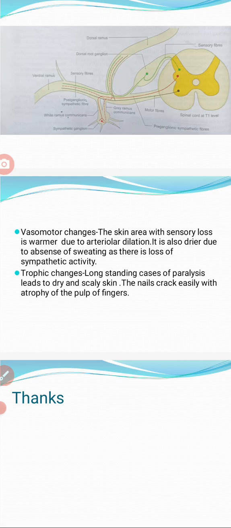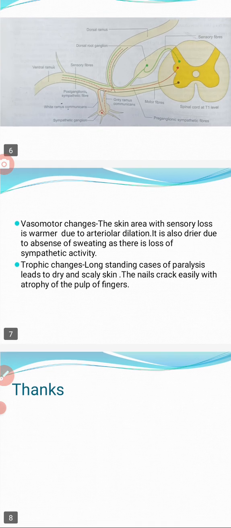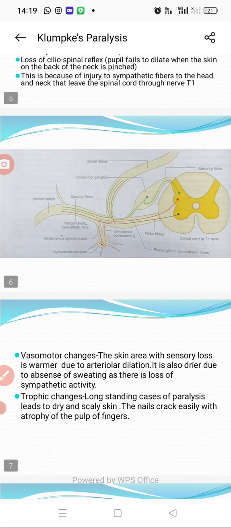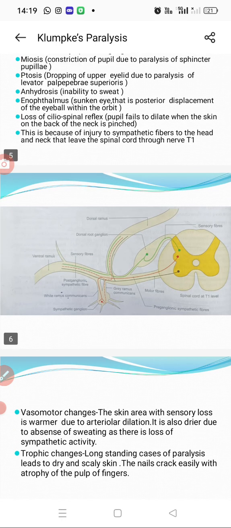And trophic changes: long-standing cases of paralysis lead to dry and scaly skin, and the nails crack easily, with atrophy of the pulp of the fingers. Those are the trophic changes and the vasomotor changes. This is all about Klumpke's paralysis.